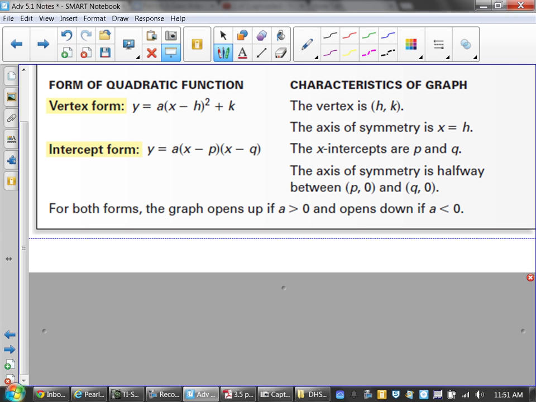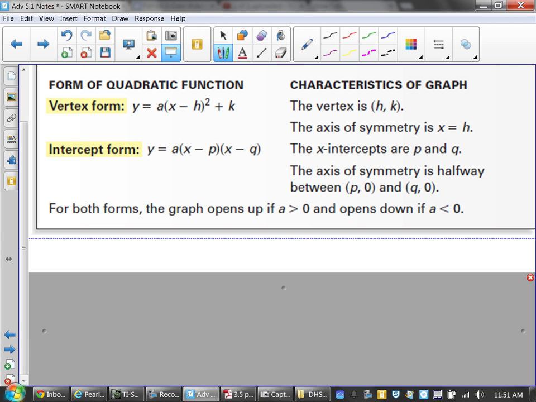is when you have y equals some value a times the quantity x minus p, times x minus q. These p's and q's are your zeros. So if it was x minus 3, your zero would be at 3. If it was x plus 6, your zero would be at negative 6. That's where you're getting that from. You've found zeros before. That value a out front just means if it's positive, it's up. If it's negative, it's down.